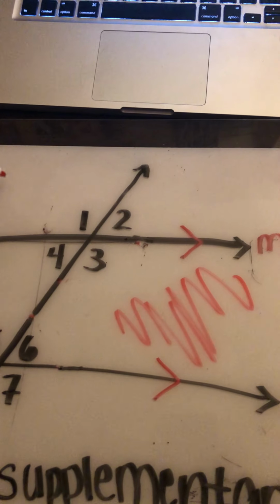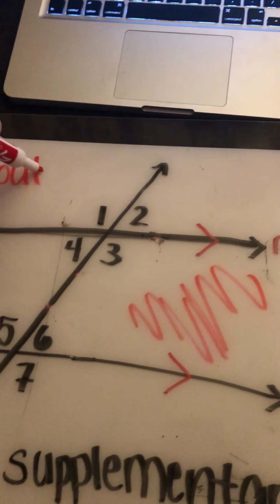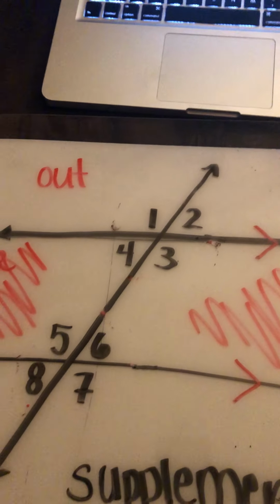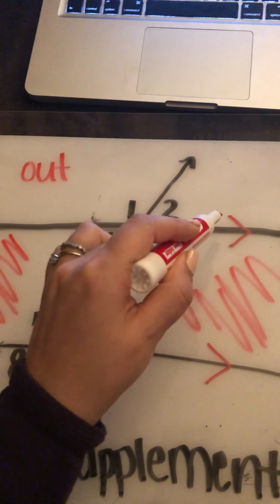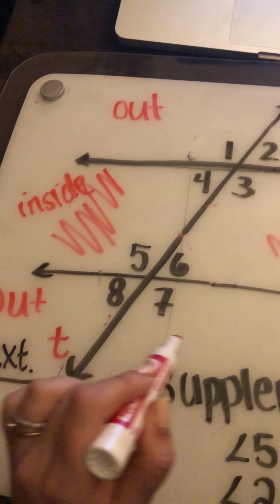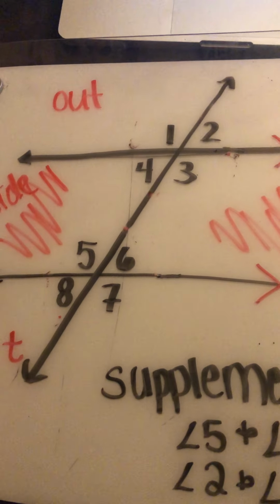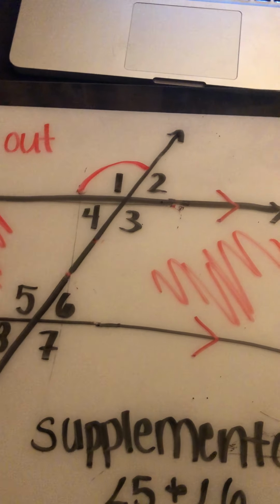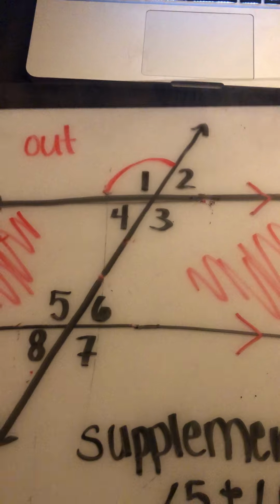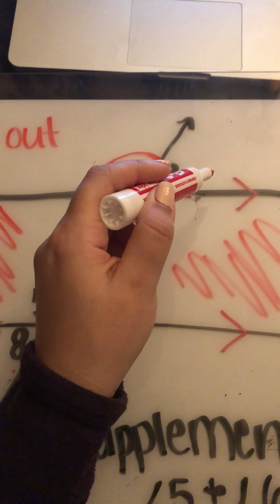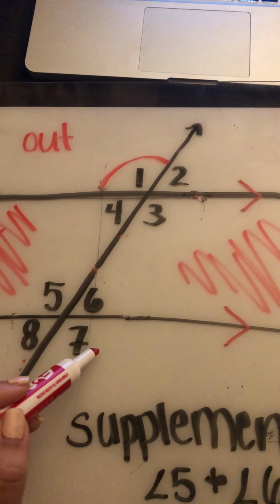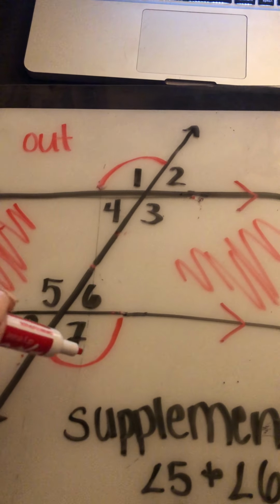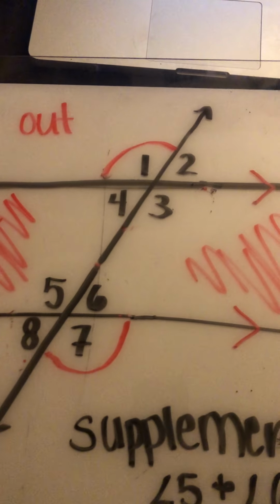Outside are the ones up here. So this is outside and this is outside. Okay, so our exterior angles in this diagram are going to be 1 and 2 and 7 and 8. Now, to be alternate exterior, let's say we pick 1. The angle that's alternate exterior means it's on the opposite side and it's not next to. So the only other one it could be is 7. See how they're opposite each other, right? And they're also on the outside.